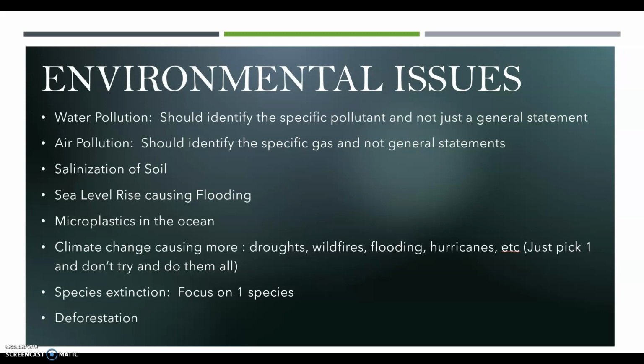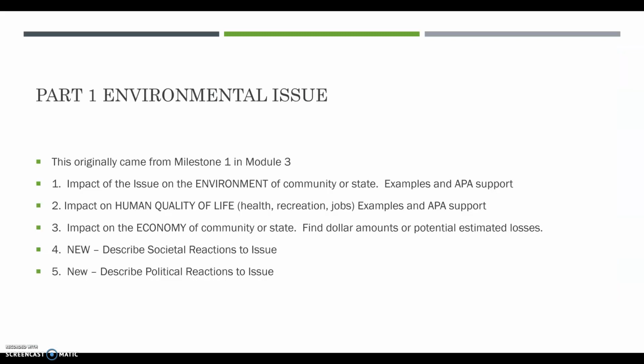And you don't want to cover everything, right? So if there's a drought and it's also causing wildfires and also hurricanes, you don't want to cover all that. You just want to talk about the drought. Or if you're talking about sea level rise, you just want to talk about sea level rise. If you have picked a species, make sure your focus is on just that one species and not a general, all the animals in the rainforest are dying sort of thing. So this is part 1 of your paper. It is addressing the environmental issue.